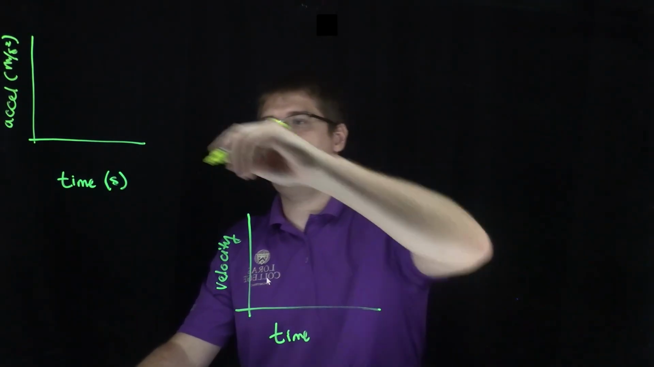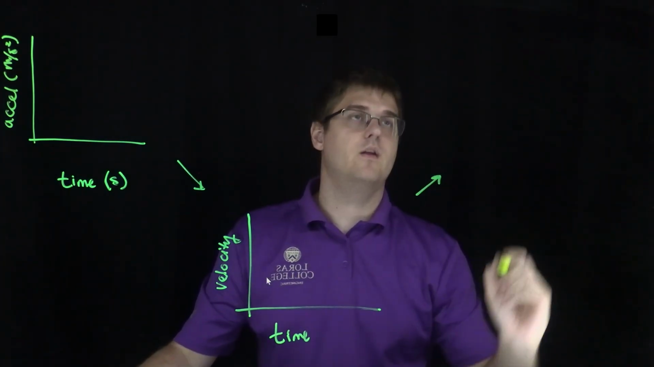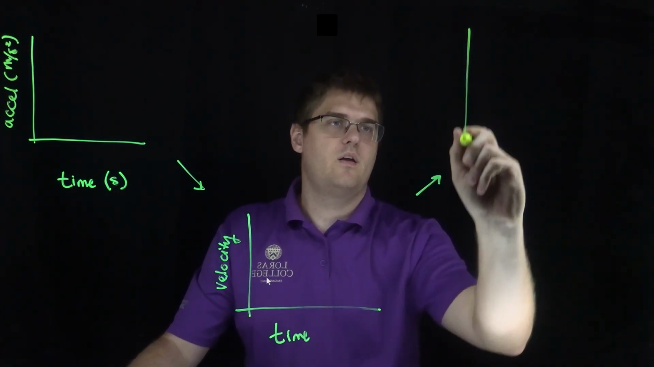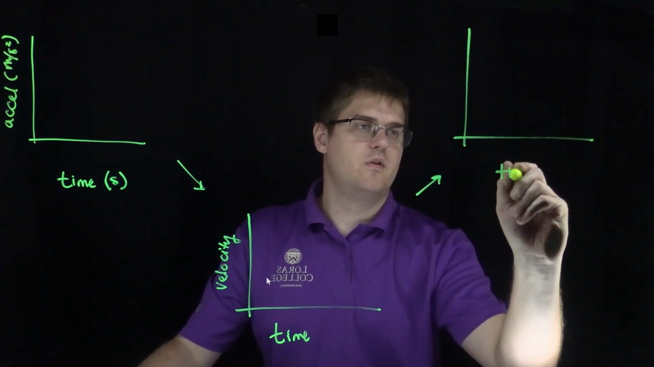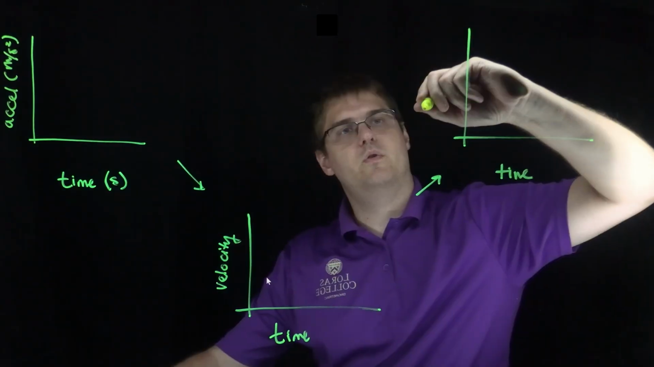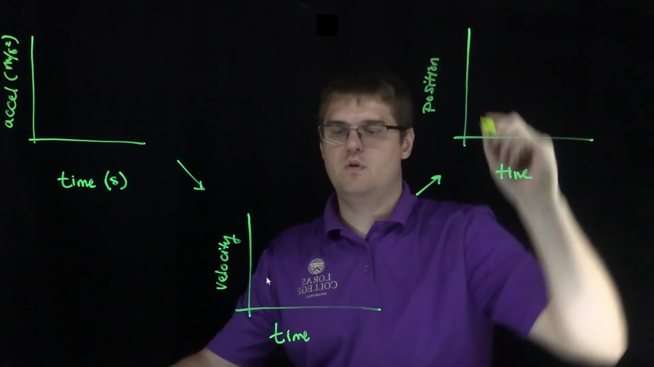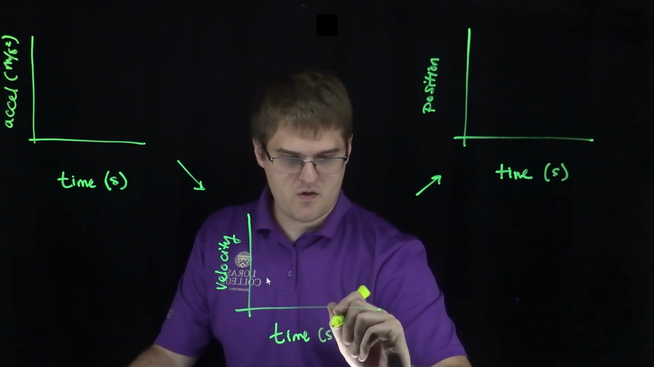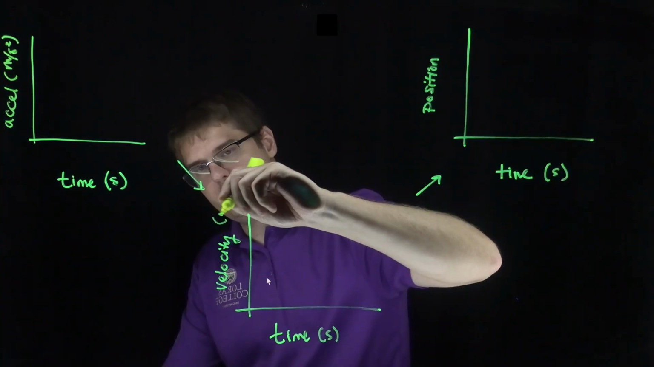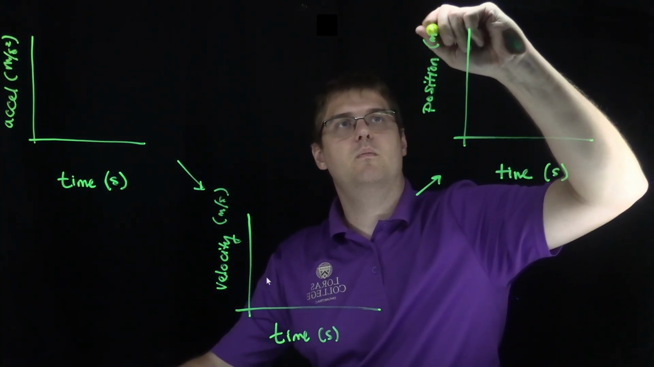That will go into this, and that's going to come back up into a time versus position graph. Time is going to be in seconds each time. Velocity will be in meters per second. And position will be in meters.